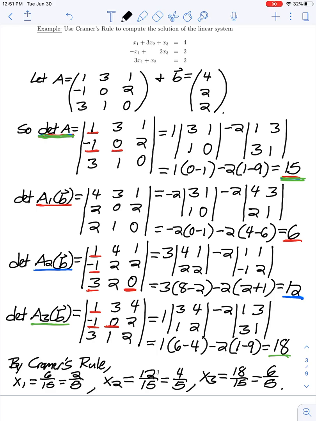So we have, as our solution, the vector 2/5, 4/5, 6/5. Or if we want to think about that as a point which lies on all three of these planes, we've got a point in space given by 2/5, 4/5, 6/5.